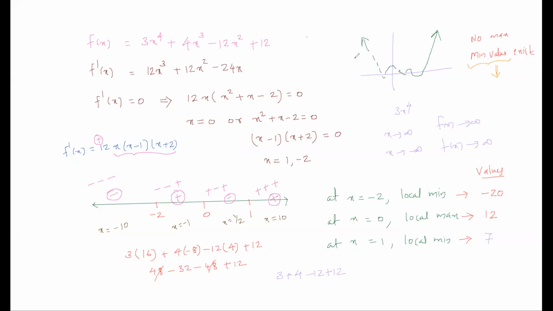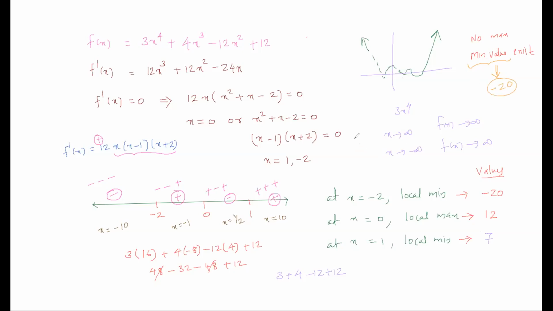Anybody can tell me what is the minimum value? I'm not talking about local minimum or local maximum. For this particular function, I have told you the end behavior. We have seen that when x is going to a very big positive number or a very big negative number, the graph will move upwards only. That means there won't be any maximum value, it's guaranteed, but there is a minimum value. So what is that minimum value? Minus 20 itself is the minimum value.